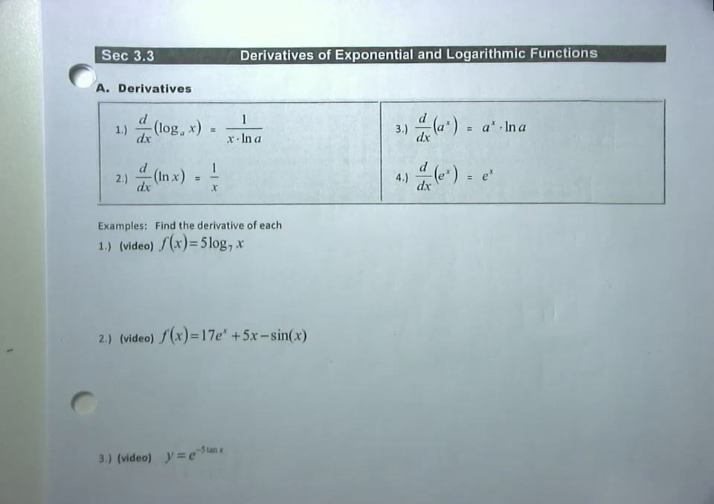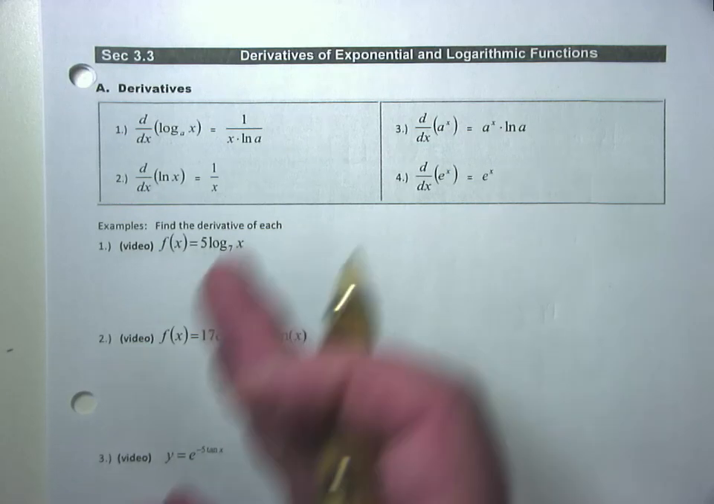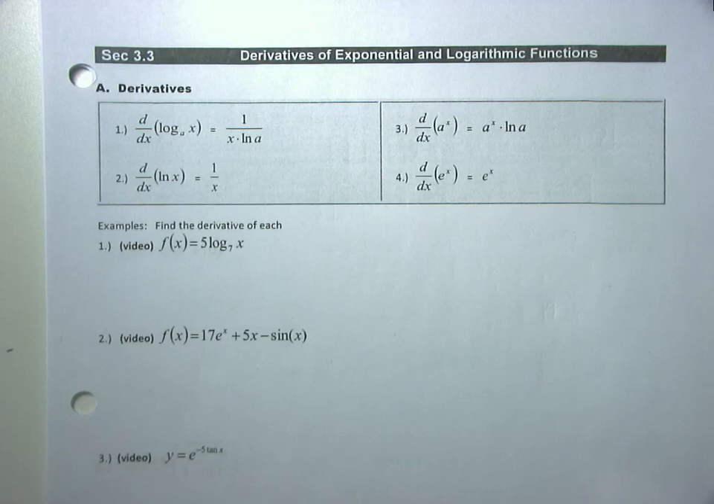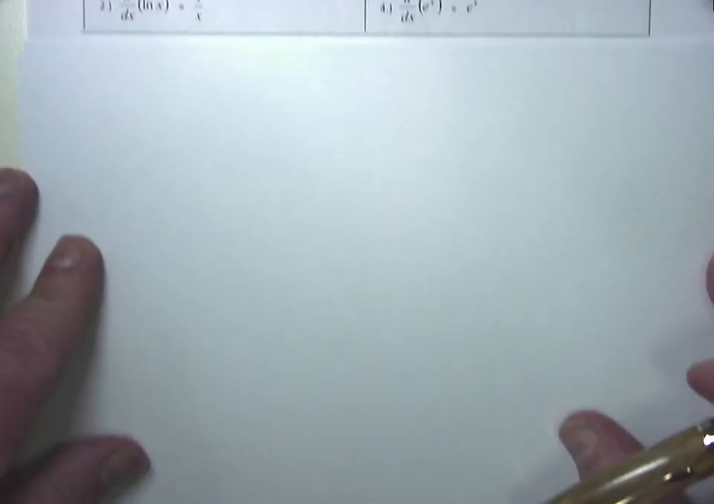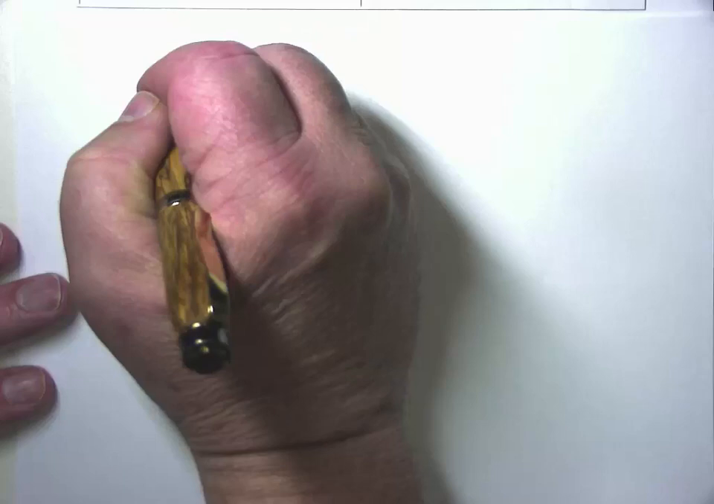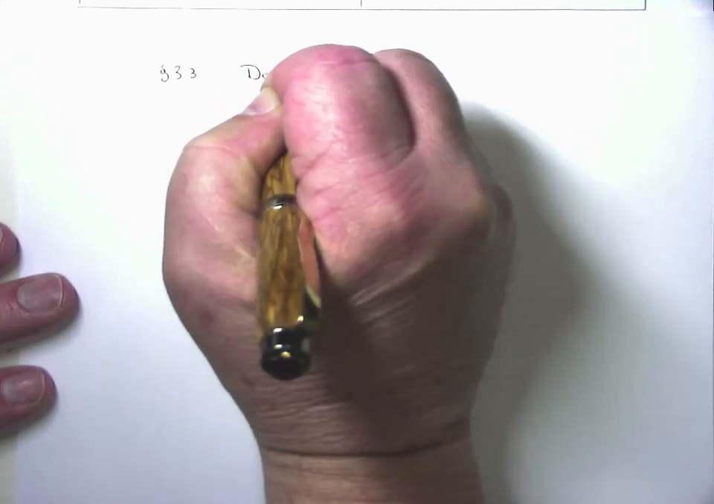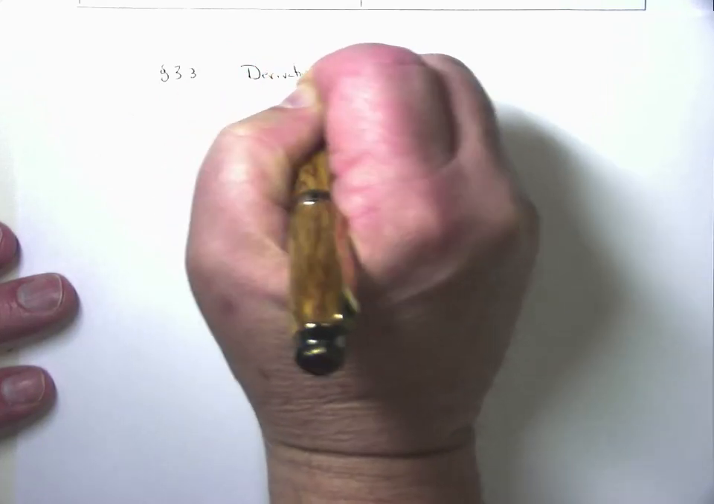That's actually not quite accurate. There are actually 8 of them, but these are the important ones. So I'm going to come over here and rewrite these formulas for section 3.3. In section 3.3, we're talking about derivatives.